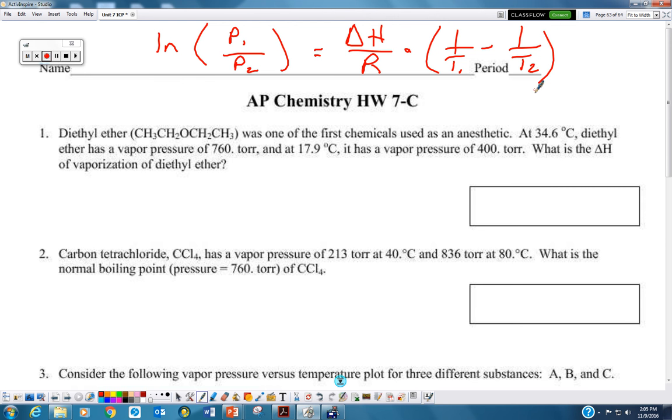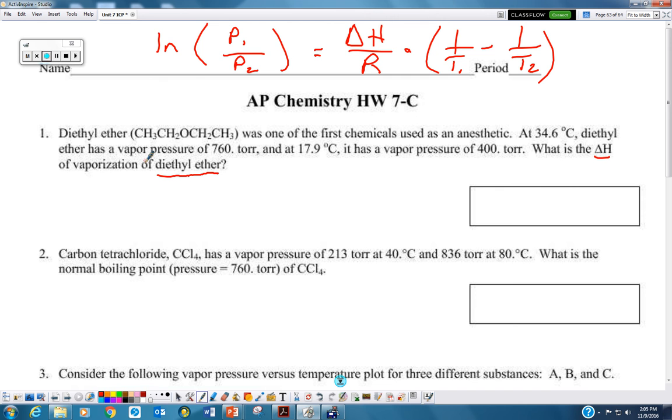All right, so looking at our homework sheet real quick, we have diethyl ether. Diethyl ether was one of the first chemicals used as an anesthetic. At 34.6 degrees Celsius, diethyl ether has a vapor pressure of 760 torr. And at 17.9 degrees Celsius, it has a vapor pressure of 400 torr. What is the delta H of vaporization for diethyl ether?